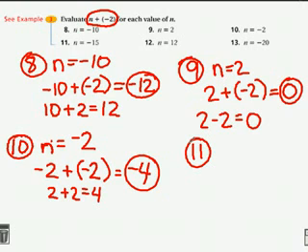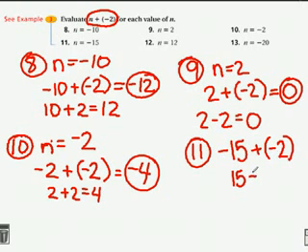Number 11 is negative 15. This is one that I was waiting for. Negative 15 plus a negative 2 is my problem. Oh no, they're both negative, so I have to add them. Darn it, I was wanting one where I had to give it a different sign. Okay, so negative 15 plus negative 2, it's 15 plus 2, which equals 17. And since it's negative, we have to put a negative 17 for our answer.